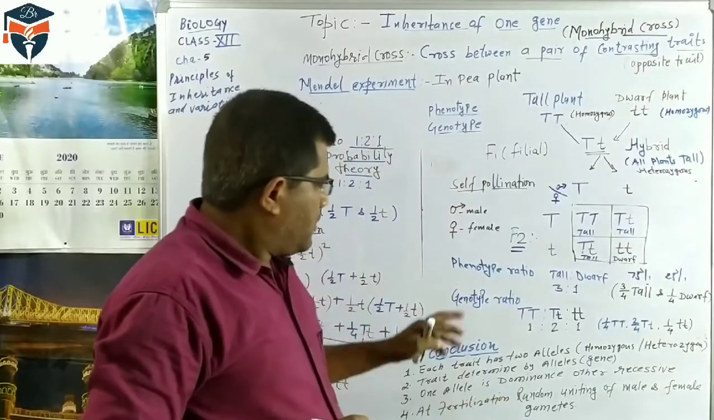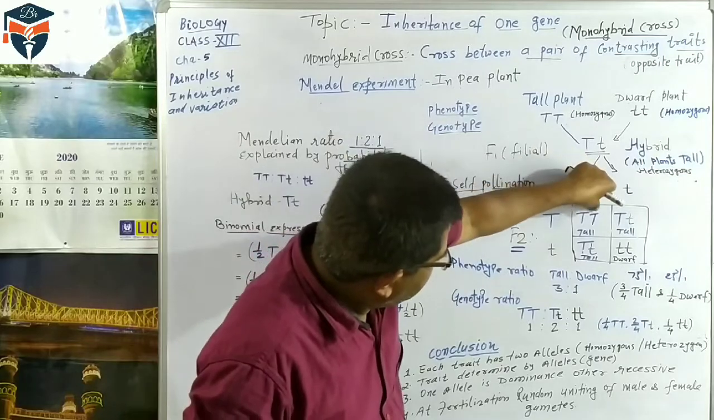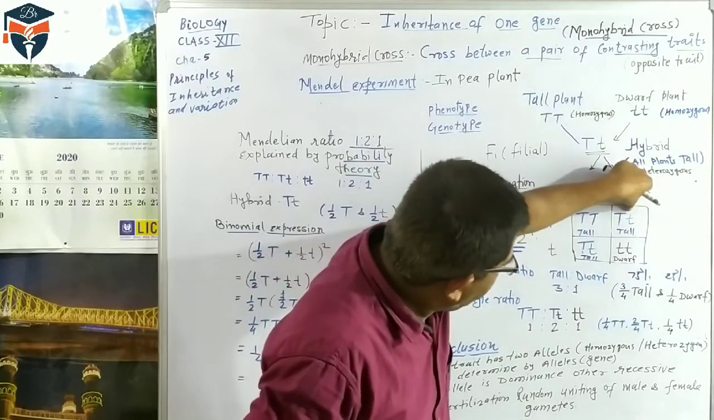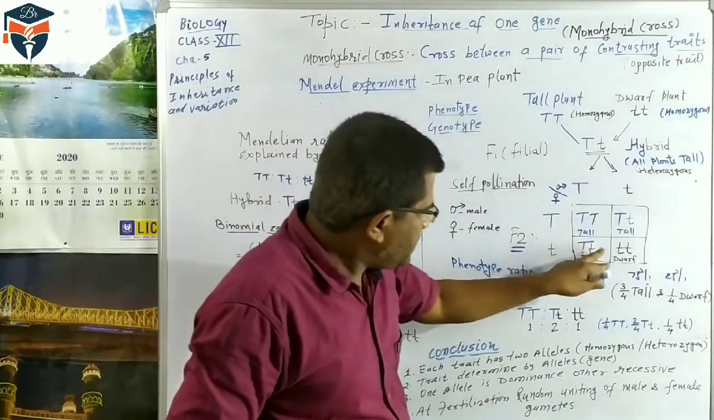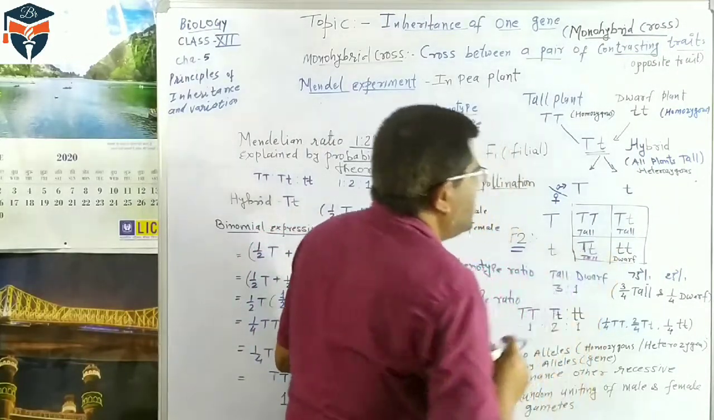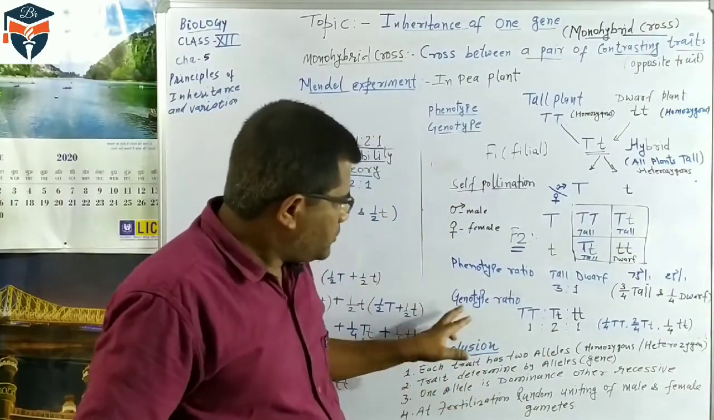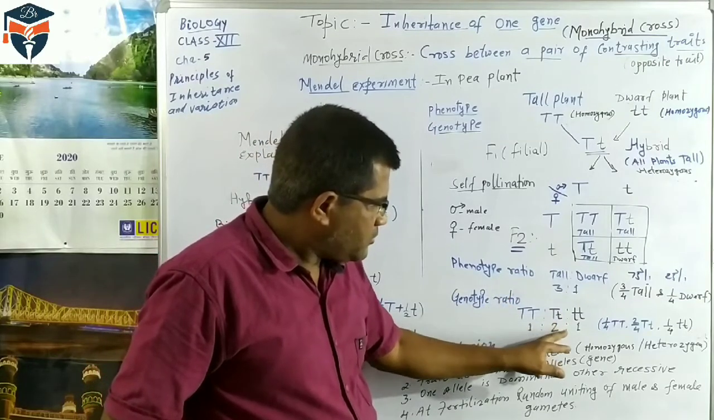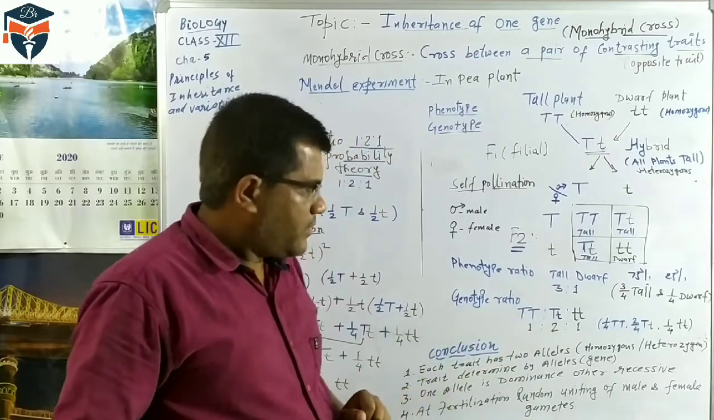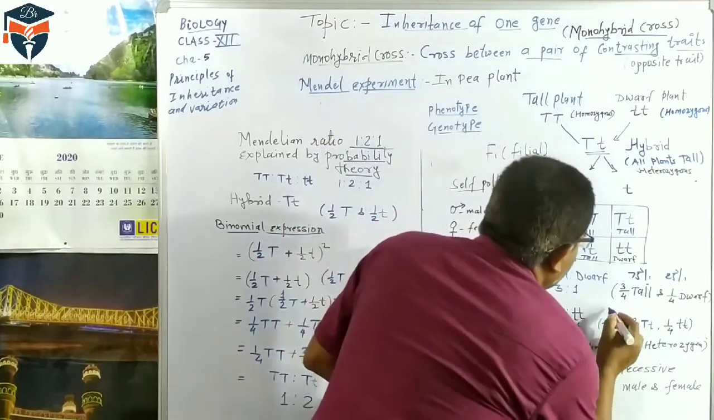If we look at the genotype now, the genetic composition, one is capital T capital T, a tall plant. Another plant is tall but is capital T and small t. The next plant is also tall but is capital T and small t. And the last is the dwarf plant having the genotype small t small t. So overall the genotype ratio of capital T capital T, capital T small t, and small t small t comes to 1:2:1. It means the tall homozygous condition is 25%, 1/4.